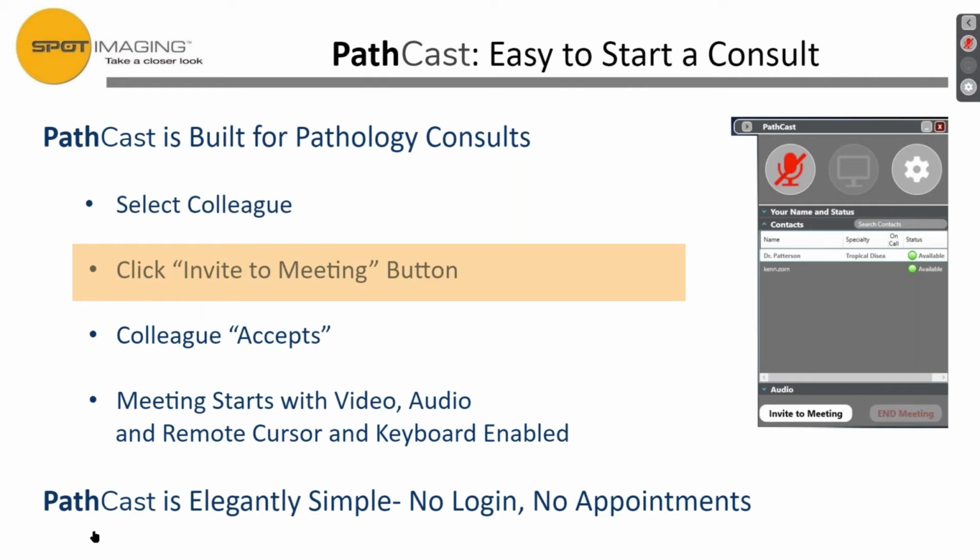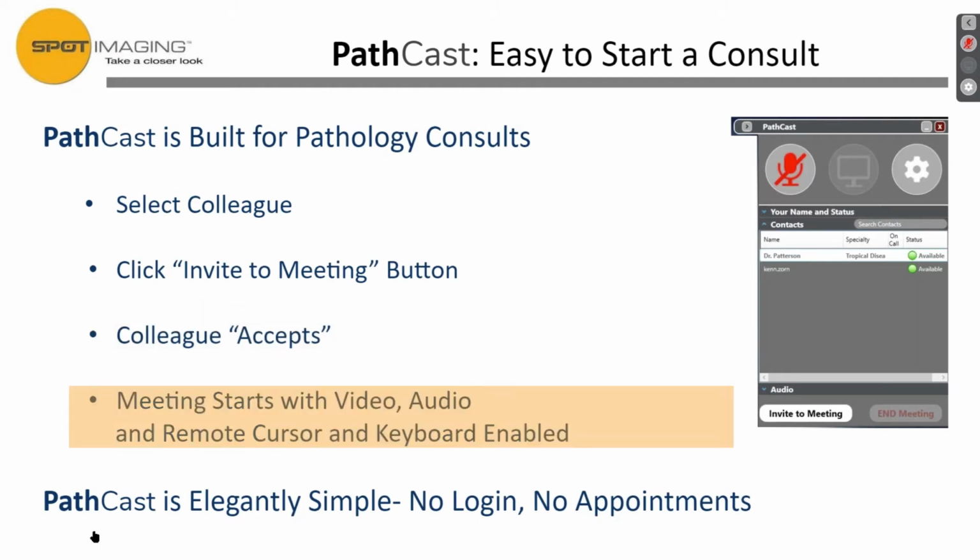Your colleague gets both an audio and a video notification of the request. They hit accept, and then the meeting starts with video, audio, and the remote cursor and keyboard all enabled. If you don't want them automatically enabled, those are settings you can control. So that's the other thing, is that you don't do these meetings where you join and you forget to turn on your audio, or someone's got to give you cursor control, etc. It's already set up. So in the end, PathCast is really elegantly simple to use. There's no logins or no settings of appointments. You just select, invite, connect, and you're up and running.